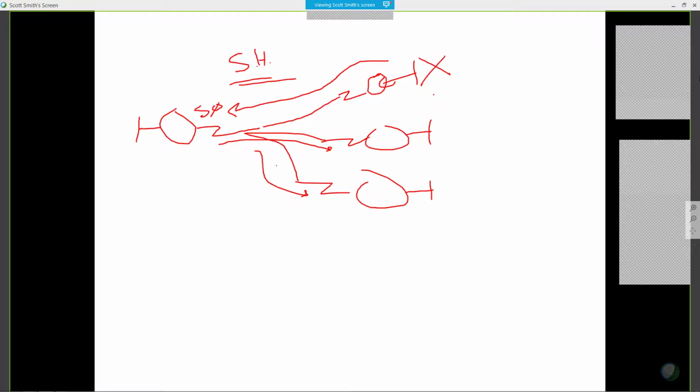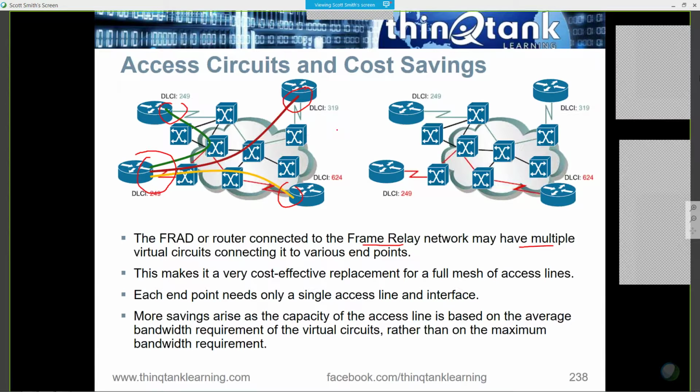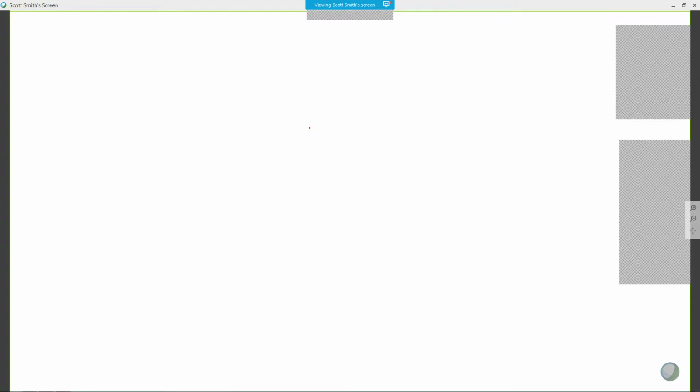Because these guys are not connected to each other. They communicate through the corporate router to talk to each other. How do we fix that split horizon issue? What we do is we switch from multi-point frame relay to point-to-point.